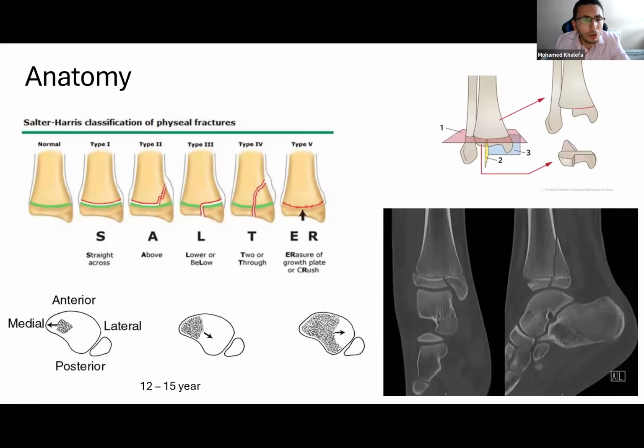Again, a bit of anatomy. You need to know about the differences between the adult and children's skeleton. You've got the physis, which is the growing cartilage, and again, you can have injuries around the physis. The commonest is the Salter-Harris classification. A mnemonic is called SALTER.